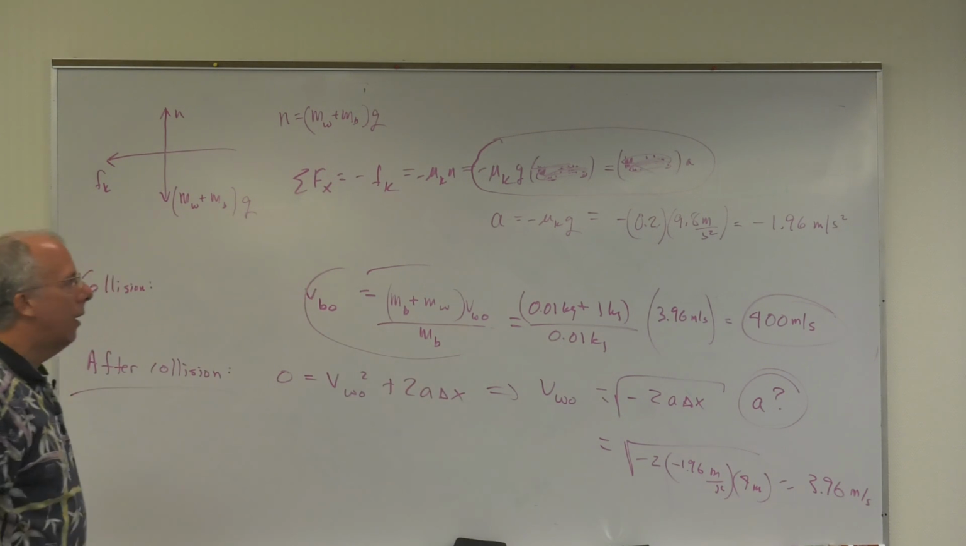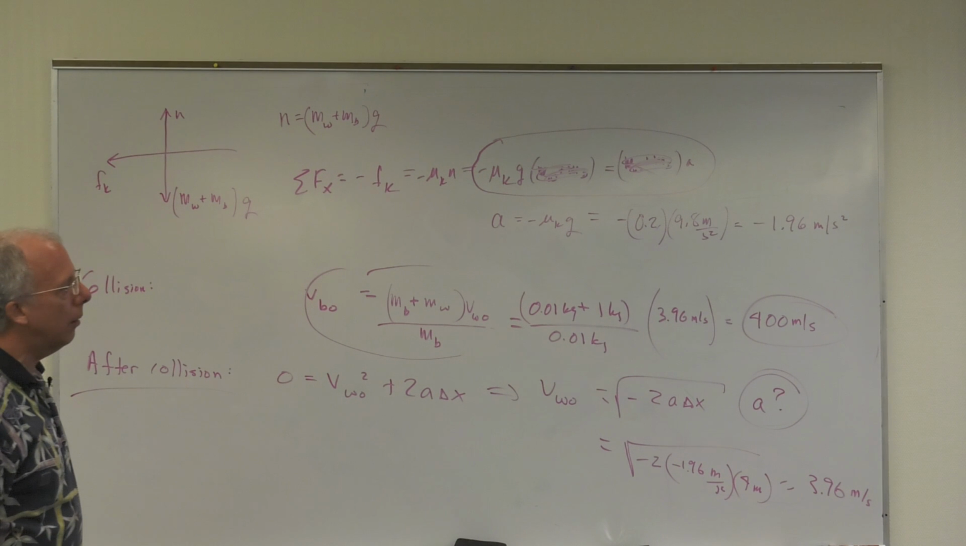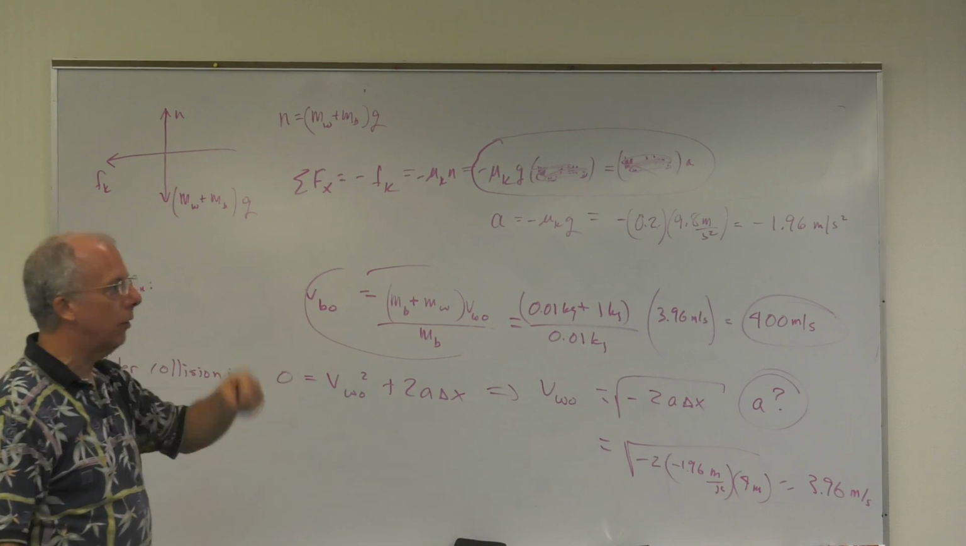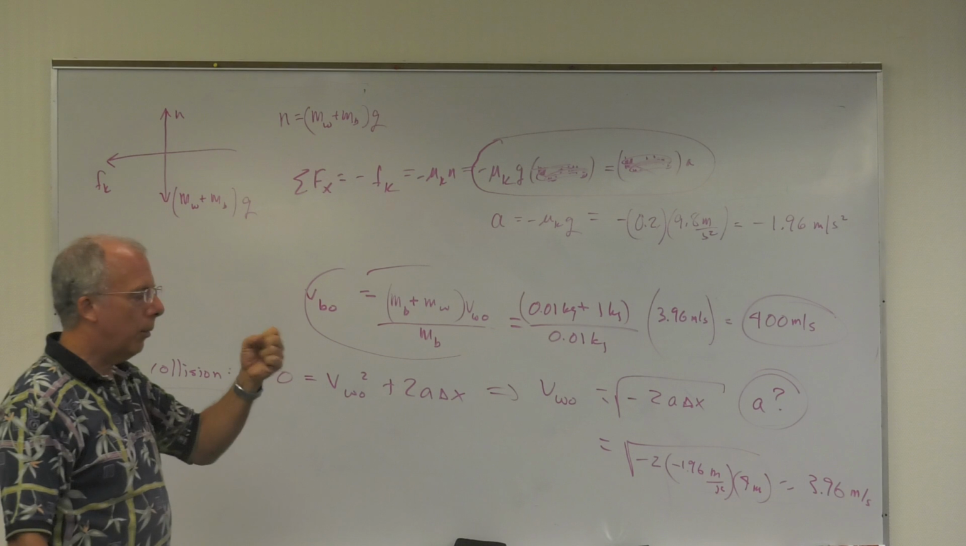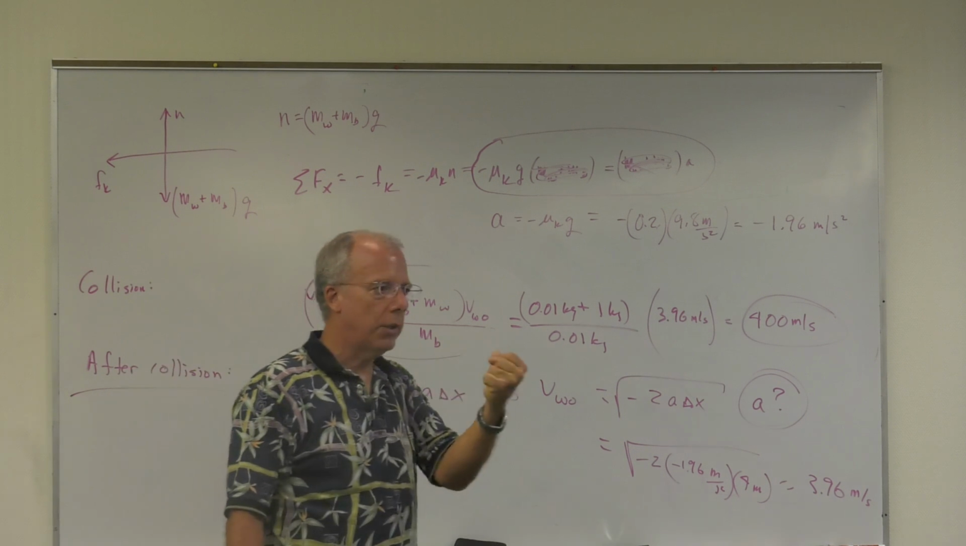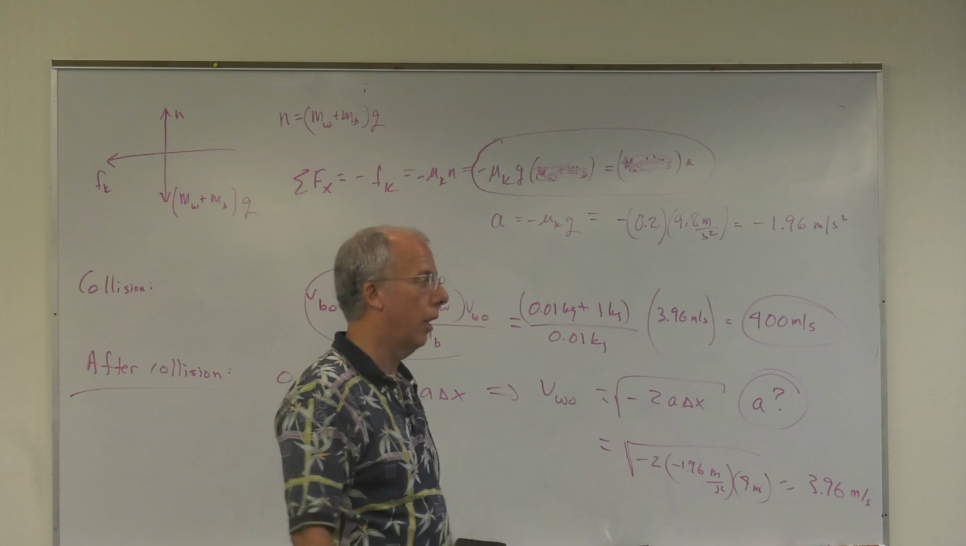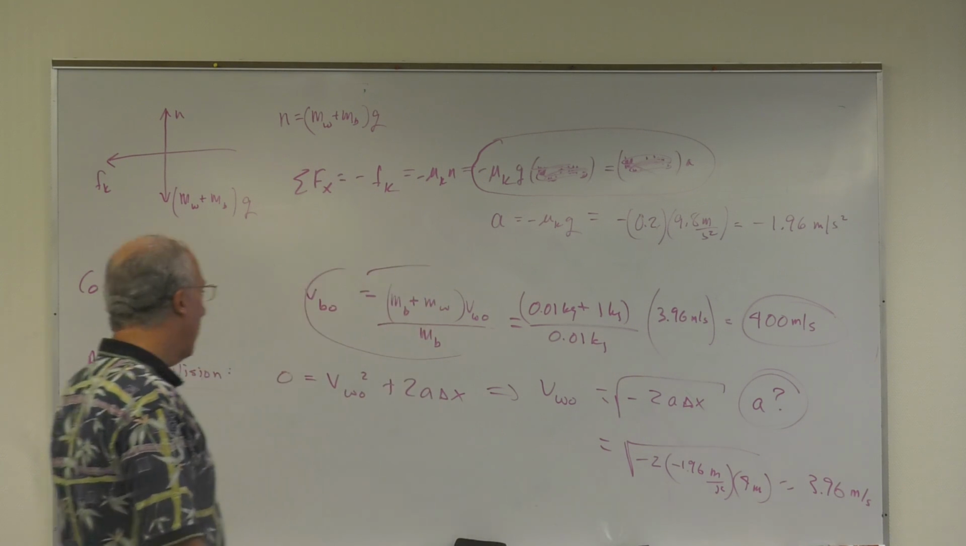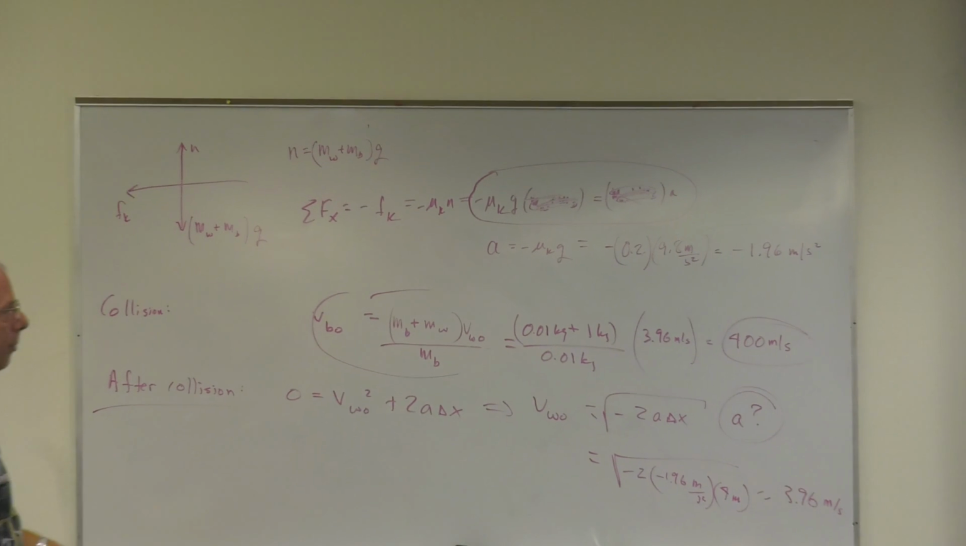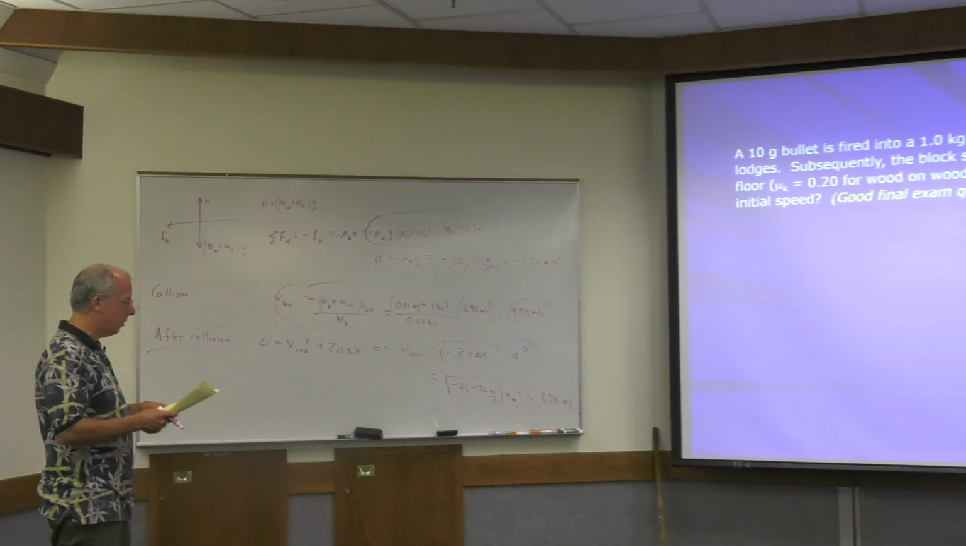Why did we use momentum conservation? Because there's a before and an after. Generally speaking, when there's a collision, there's a before and an after. So if it's an isolated system, you can use momentum conservation. So there you go. That's a pretty challenging problem, so make sure you understand it.